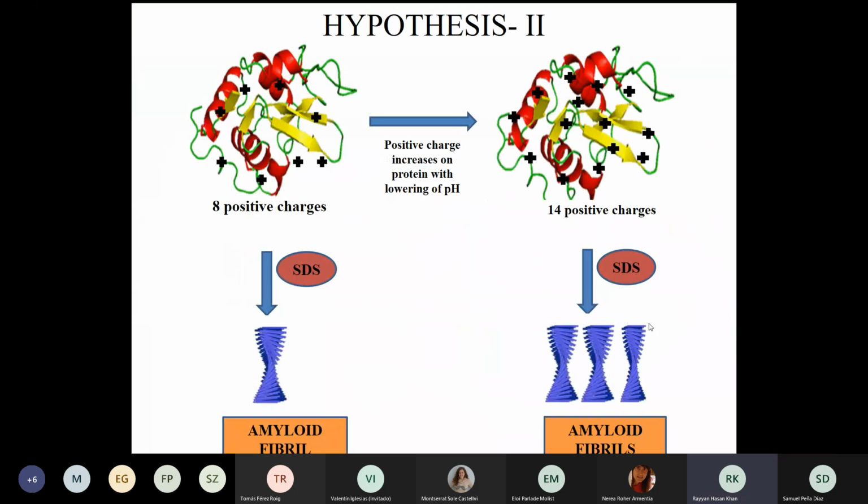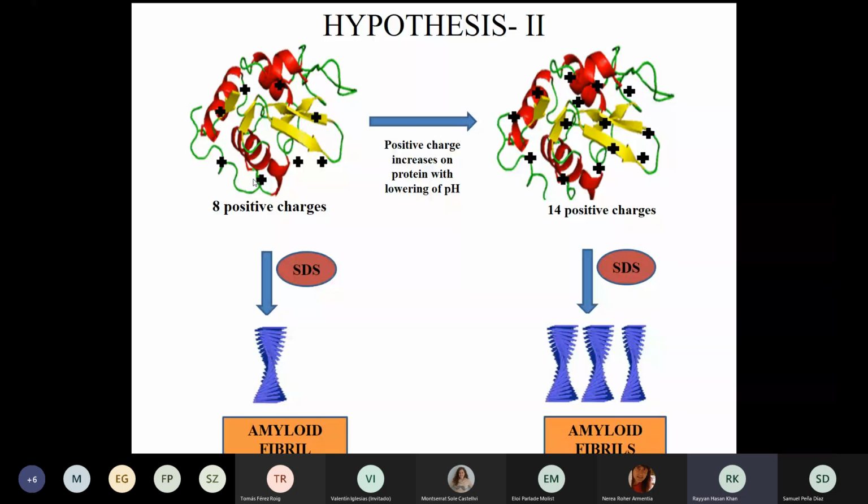Now, the second question that we have raised: from the first chapter, it's clear that we should go below pI, so the protein acquires a positive charge, and if we add an anionic detergent, we get the formation of the amyloid. Now, in the second hypothesis, we have fixed the protein and we have fixed the anionic detergent. By changing the pH, we can increase the charge on the protein. The protein taken is lysozyme, because it has a pI of around 11.